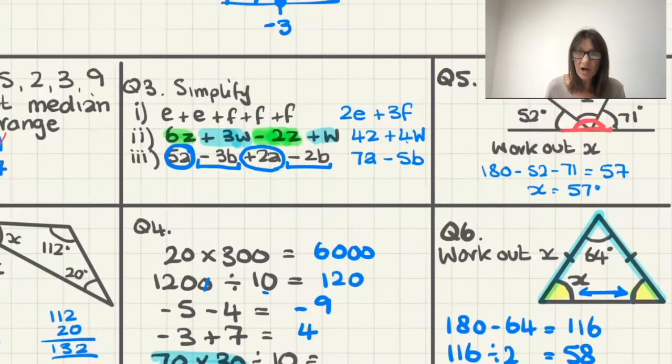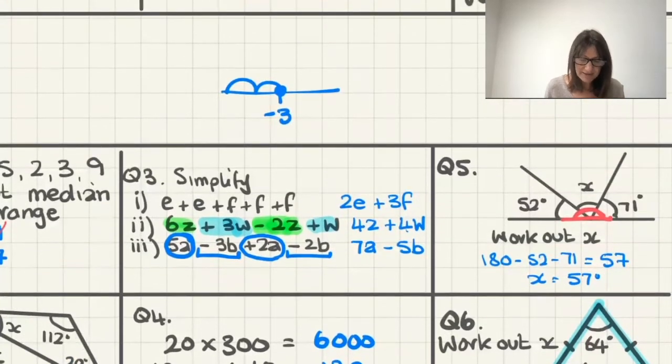All right, last one, question 5. I'm looking at the diagram. I can see it's a straight line. So I've got that half moon. The half moon tells me it's 180. Take away what I know, and I've got my answer, 57.